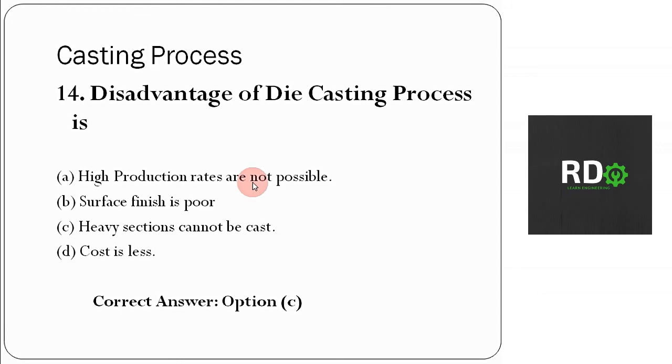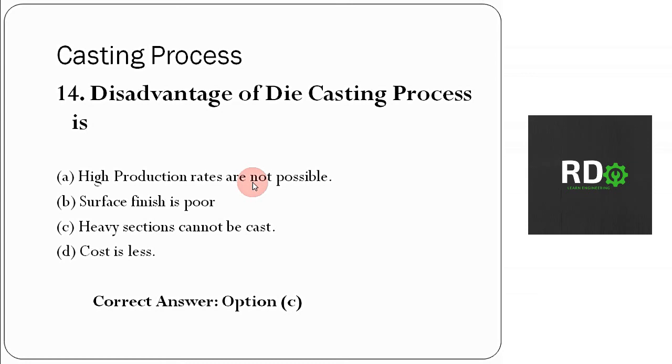Next, about the same die casting process, what are the disadvantages? There are three main disadvantages. It cannot be used for all kinds of materials, all kinds of metals and non-metals, and the cost of equipment is also high, the second disadvantage. The third disadvantage is that heavy sections cannot be cast. So you can see, option C has one of the disadvantages of die casting, that is, heavy sections cannot be cast.